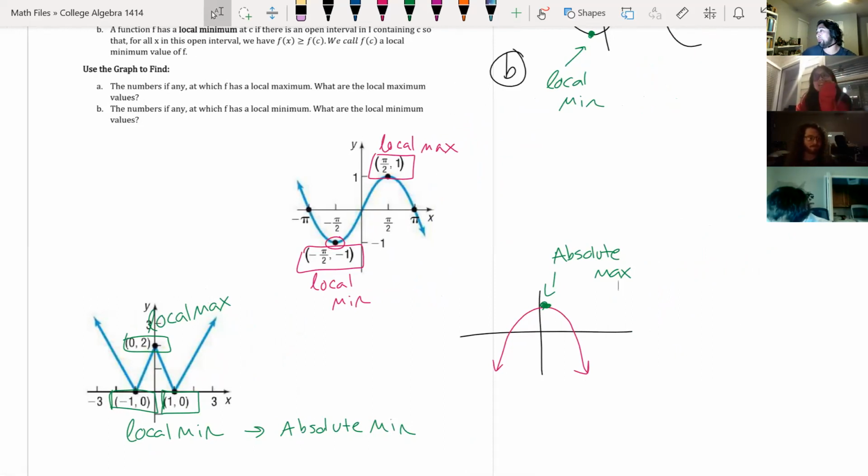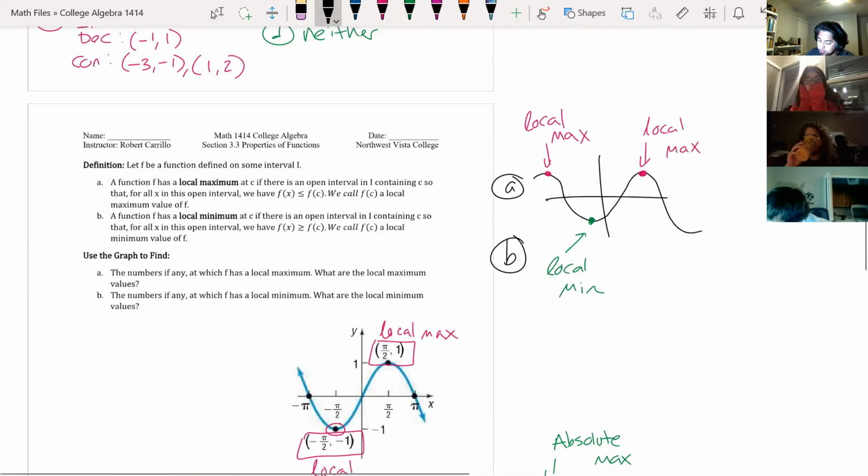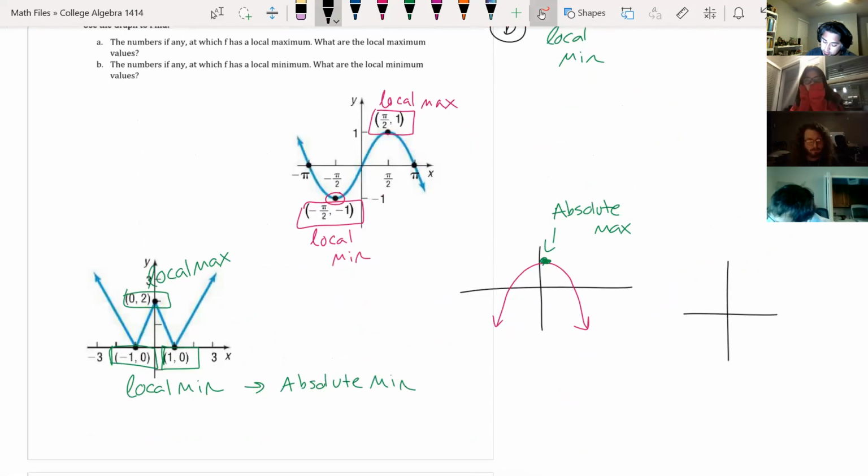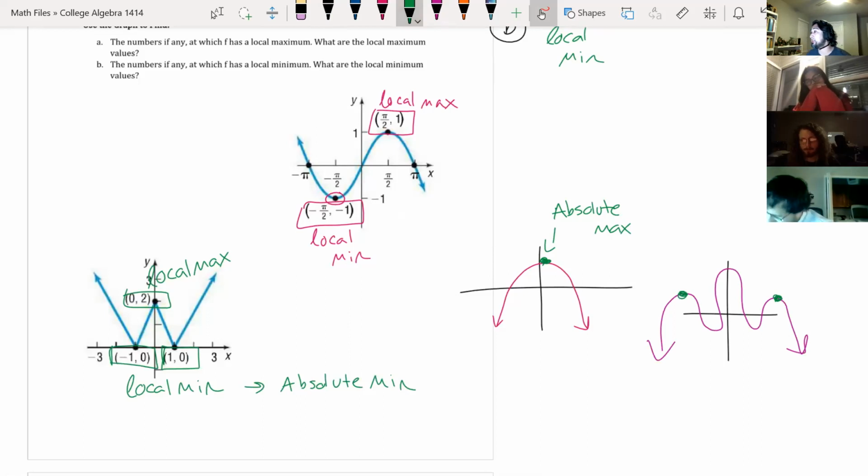You're good. So an absolute max is basically the highest point on the function. Like it's not going to get any higher than that, right? So if I drew, let's see, well, I already drew that, but if I drew this and I had something like this, like that, and like this, these would be considered local maximums, and this would be considered the absolute maximum because it is the highest the function goes. The absolute highest. Thank you.